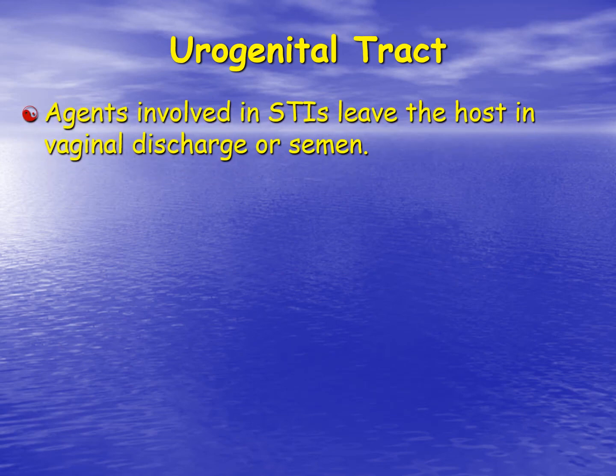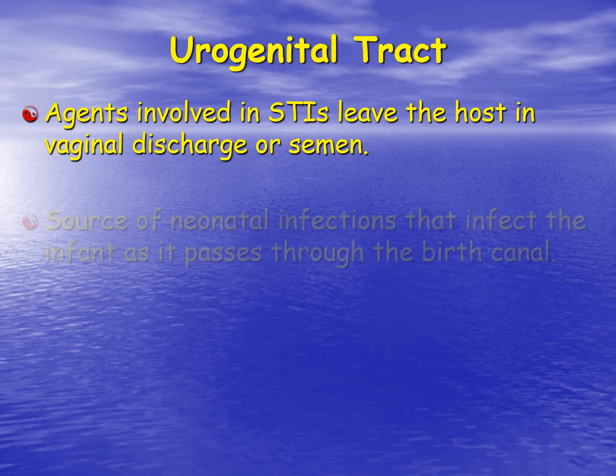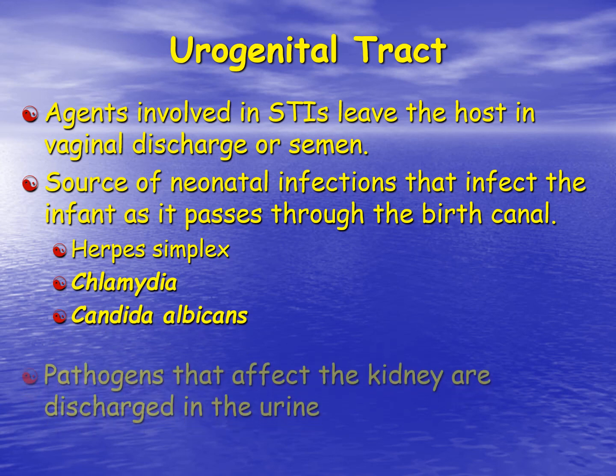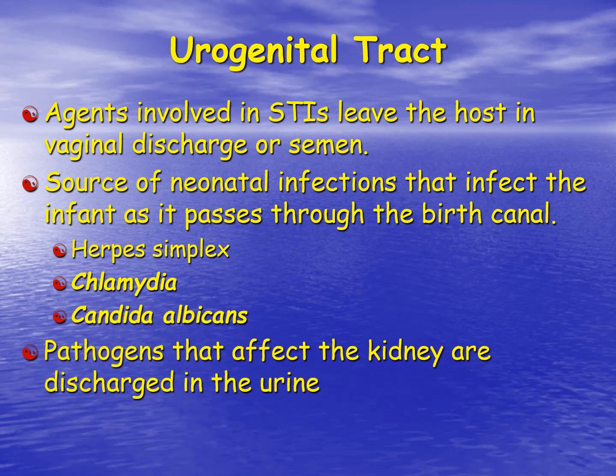The urogenital tract, agents involved in sexually transmitted infections typically leave the host in vaginal discharge or semen. It can be a source of neonatal infections that infect the infant as it passes through the birth canal. So herpes simplex 2, chlamydia, Candida albicans, and pathogens that affect the kidneys and or the rest of the urinary system can actually be discharged in the urine.